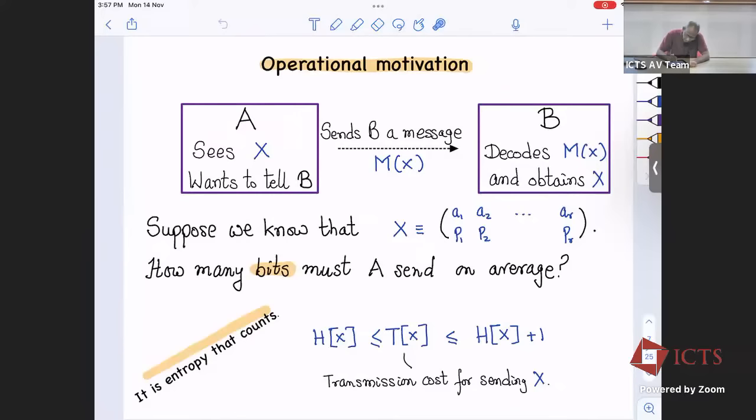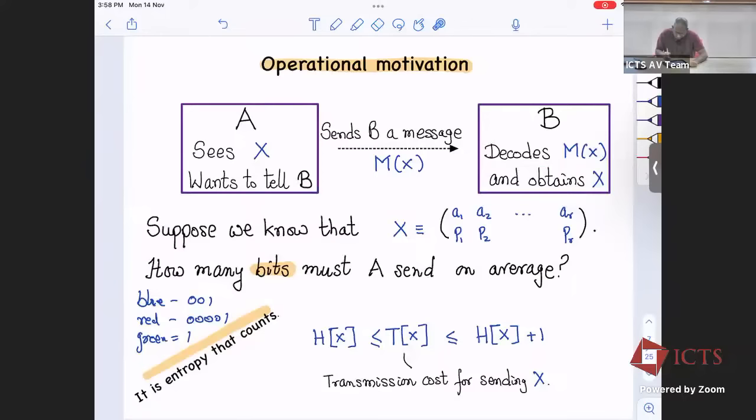So, let us say that blue will be 001, red will be 00001, green will be just 1, and so on. So when Alice sees blue, she will transmit 001. And on seeing 001, Bob will be able to decode it using this chart and determine that Alice intended to send blue.